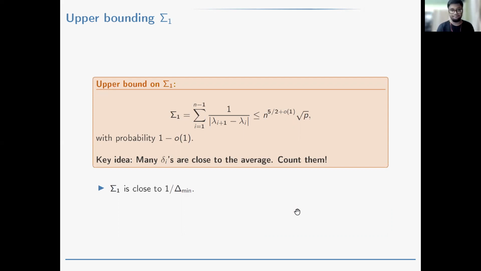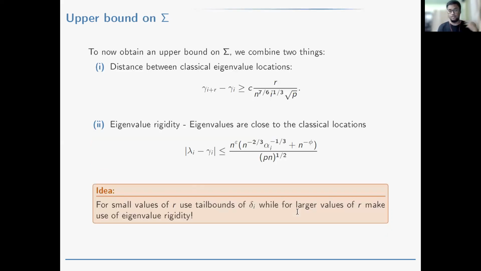So what about sigma? To upper bound sigma, we use two things. First, we use the distance between the classical eigenvalue locations that we had gotten from the semicircle law. And second, we use eigenvalue rigidity, which told you that at the mesoscopic level, the actual eigenvalues are close to the classical eigenvalue locations, right? So what is the strategy that we use? The strategy is very simple. When you're looking at small values of R, that is, eigenvalues that are very close to each other, you can't use eigenvalue rigidity, because it doesn't hold anymore.